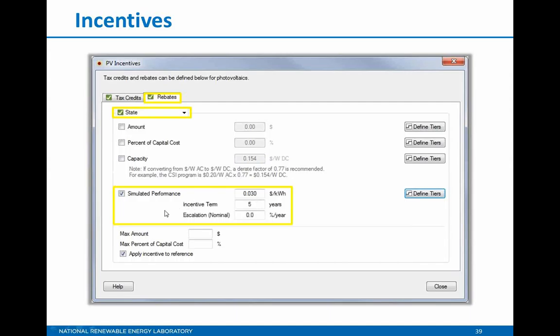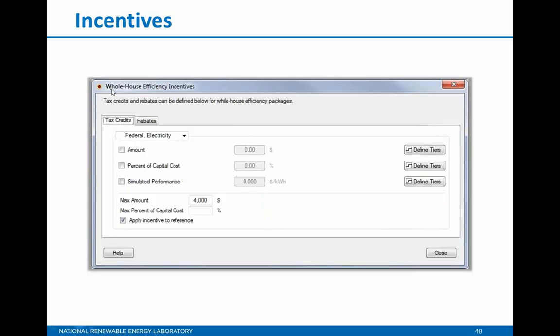And here's another example also of the CSI rebate program for their performance-based approach. So this would be where you get 3 cents a kilowatt hour. This is kilowatt hours produced by your PV system for an incentive term of 5 years. And BEopt also has the flexibility to put in an escalation rate if one exists. So a lot of flexibility here to define various PV incentives, either current PV incentives or to design new types of incentives.